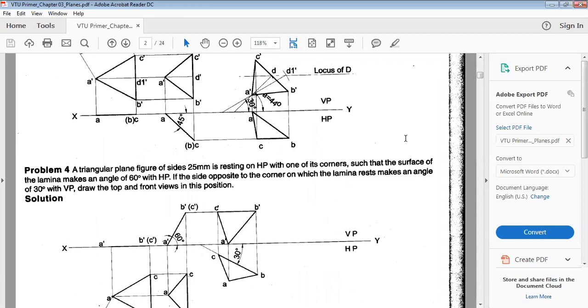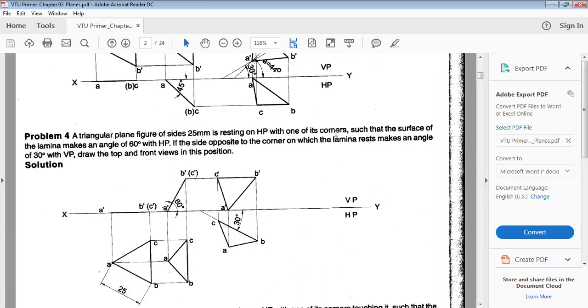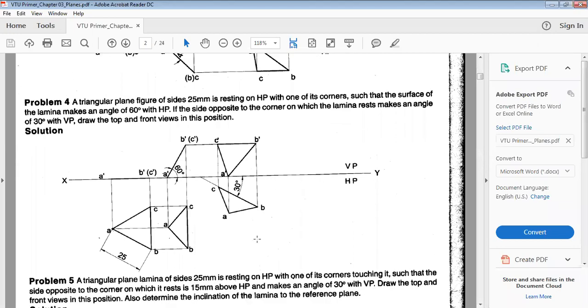Similarly, for example, this is also resting on a corner, but it is not alpha or beta. Why? Because the surface of the lamina makes an angle of 60 degrees with HP. You should be very, very careful and read the problem. If the edge opposite to the corner on which the lamina rests makes an angle of 30 degrees with VP, this is the side opposite to the corner on which the lamina rests. So it means that B and C is making the inclination. It is a basic problem, and it falls under neither beta nor alpha. Hope it is clear.